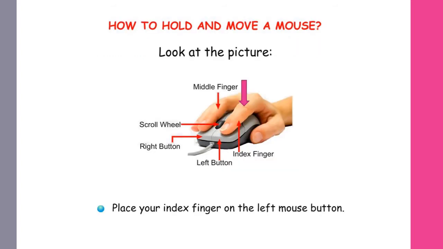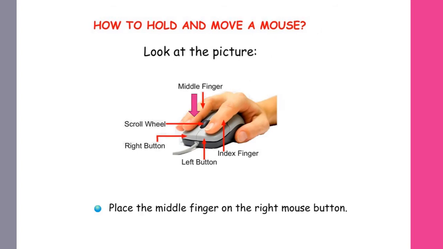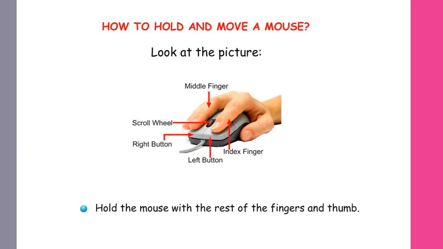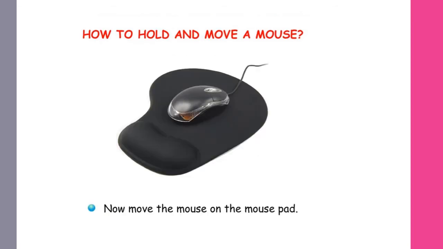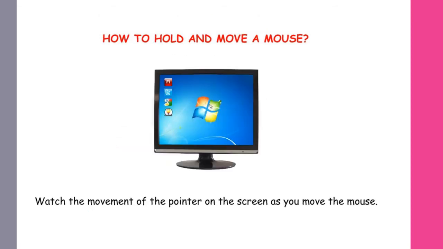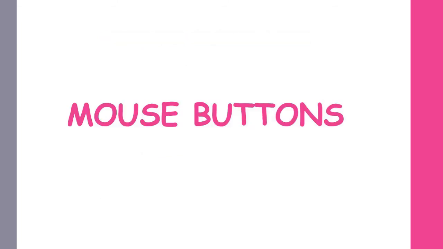Place your index finger on left mouse button. Place the middle finger on the right mouse button. Hold the mouse with the rest of the fingers and thumb. Rest your palm on the mouse. Now, move the mouse on the mouse pad. Watch the movement of the pointer on the screen as you move the mouse.